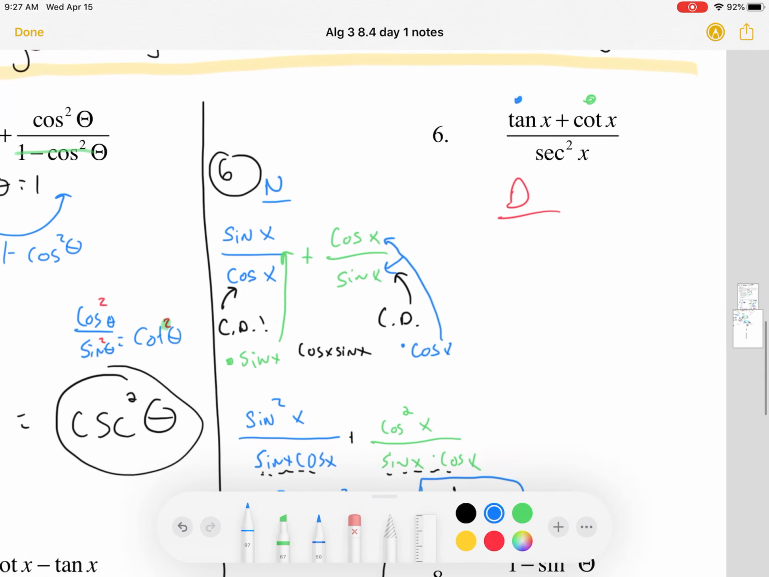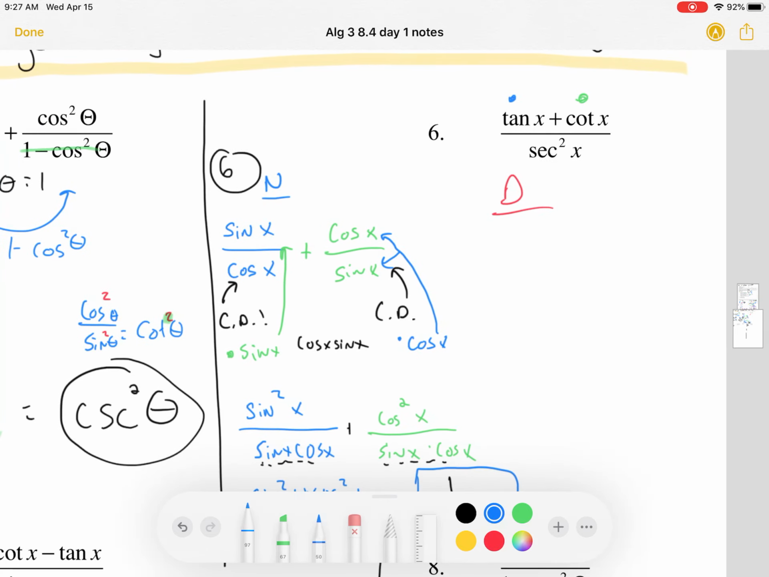Okay, now we need to do the same thing with the denominator. However, the denominator is quite a bit easier here. My denominator is secant squared of x. Well, what is secant squared reduced to? Secant is 1 over cosine, so secant squared x is just 1 over cosine squared x. That's what my denominator is.